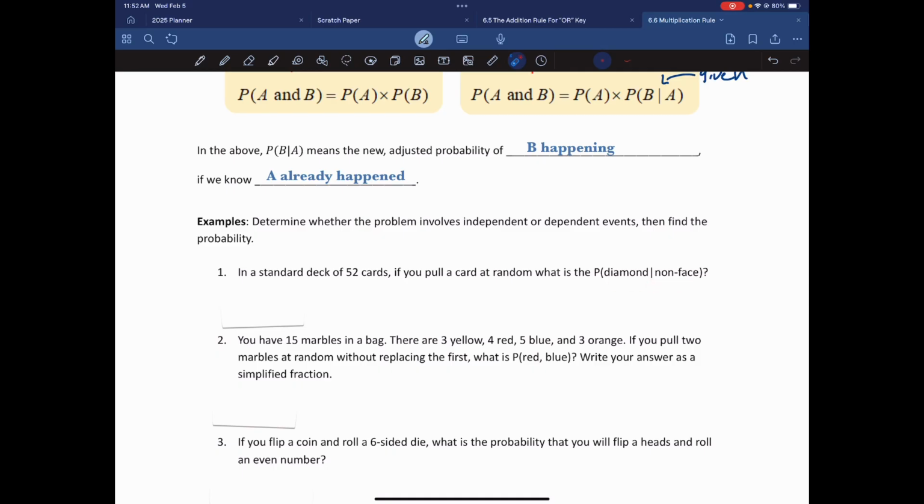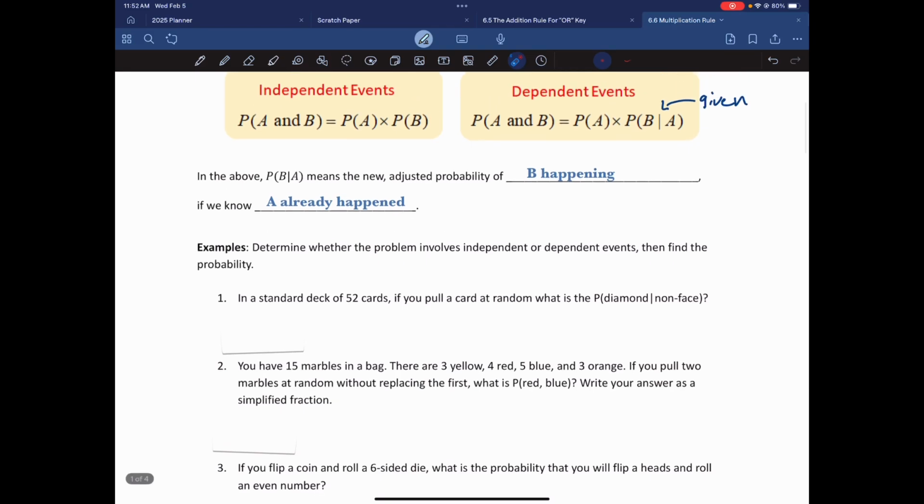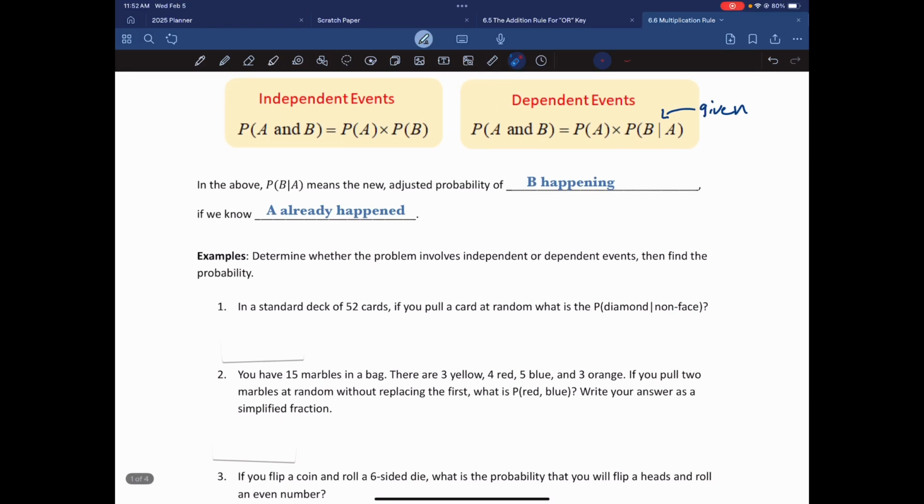So my first question: is this independent or is this dependent? Well, a big clue here is that it has a probability of diamond given it's a non-face card. If I look back at my two events, the only one with this "P given A" right here is a dependent event. So this first one is an example of a dependent event.